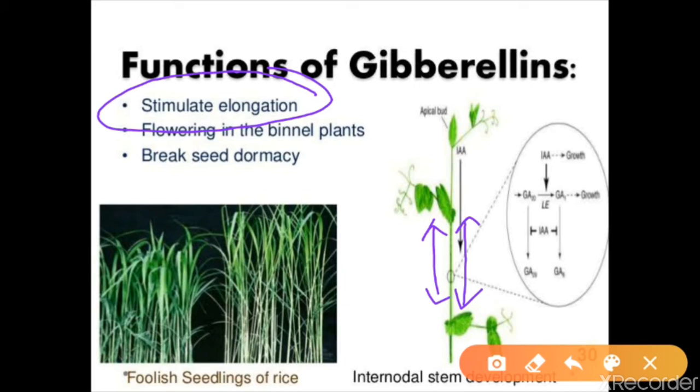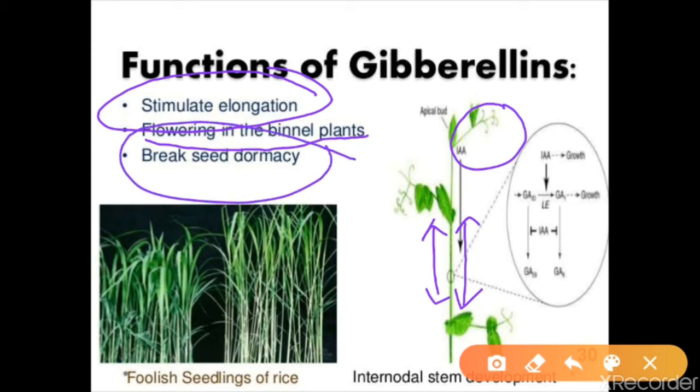If you see a tree that is just too tall, or that means their stems are elongated, you can normally think that is due to the gibberellin. If some plants are very short, if the stems are not elongated much, then think that the gibberellin hormone is not present there. Second thing, flowering in long-day plants. The flowering in those plants is also due to the gibberellin hormone.